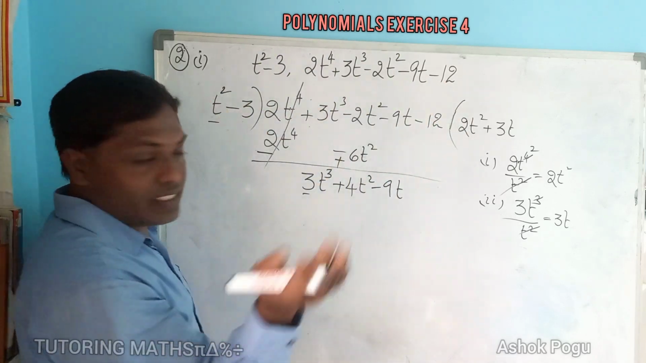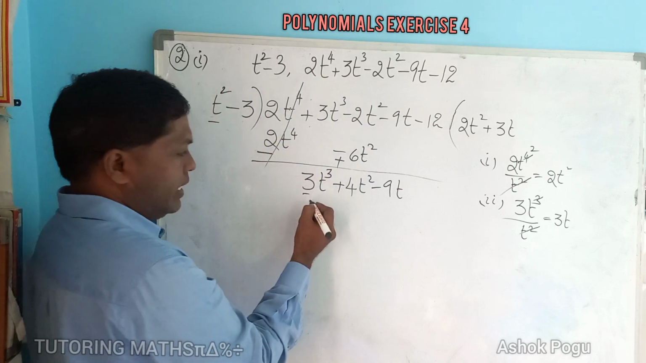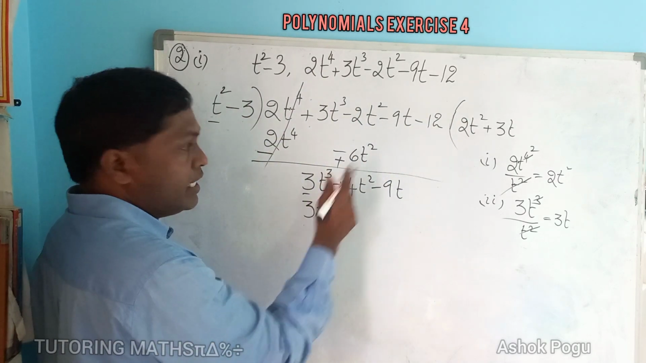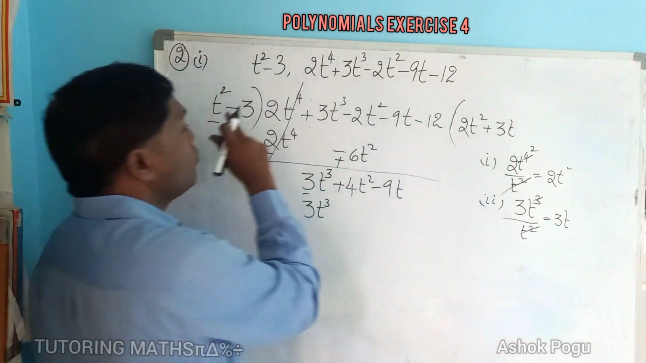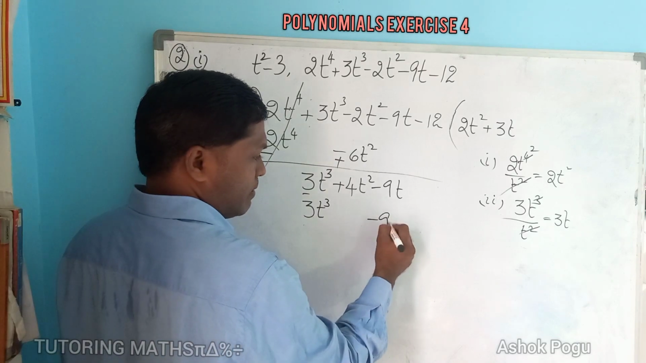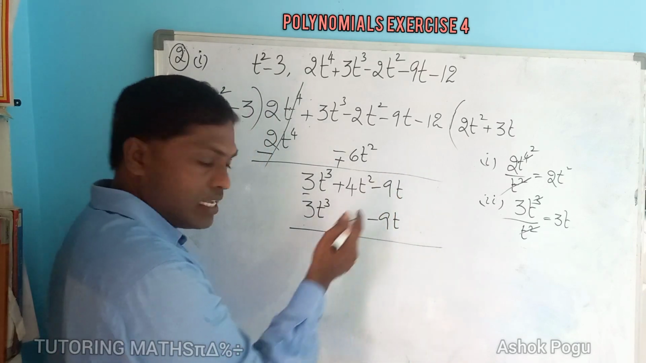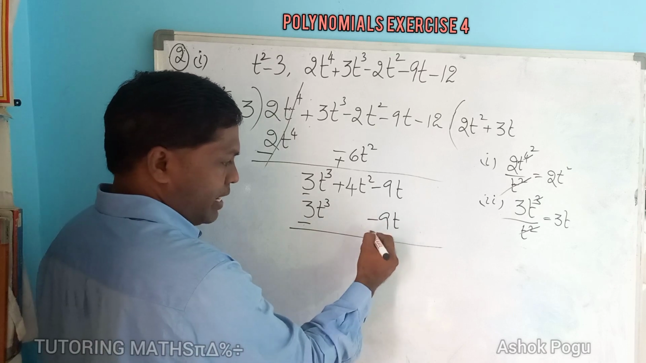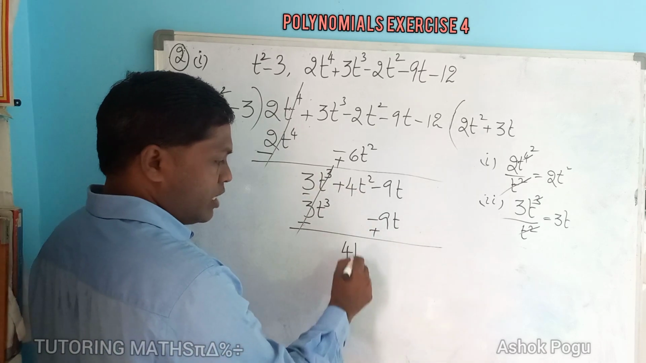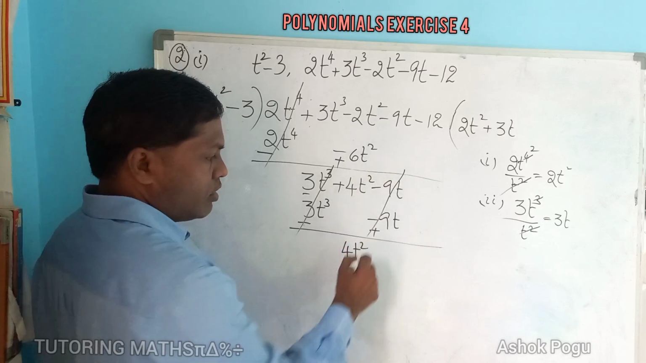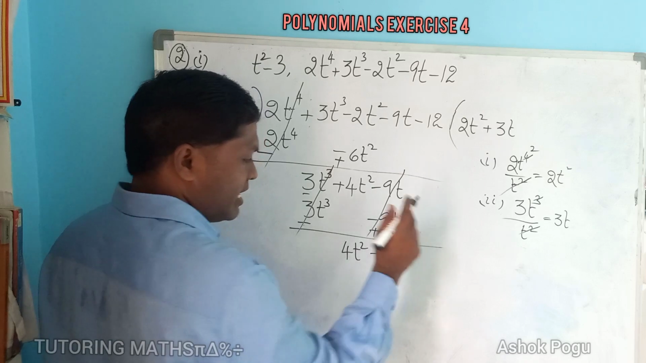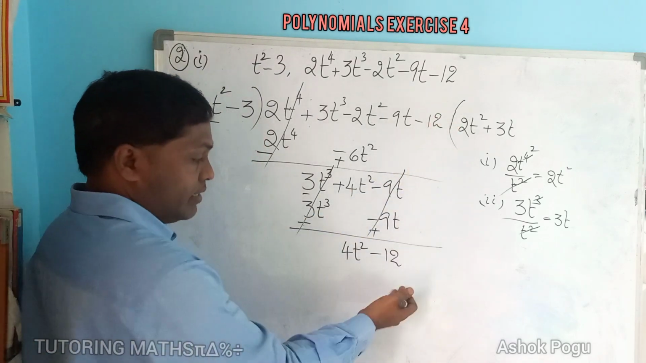Plus into plus, plus 3 into 1, 3, t into t square, t cube, and plus into minus, minus 3 3's are 9, minus 9t. Now plus becomes minus, minus becomes plus, they both get cancelled, and what are left, you take it down, 4t square, this also gets cancelled, and finally one constant is left, that is minus 12, I have written down.